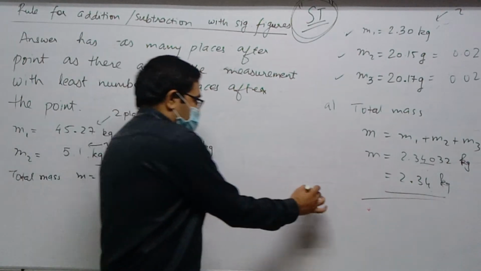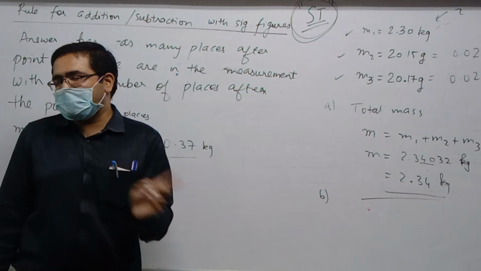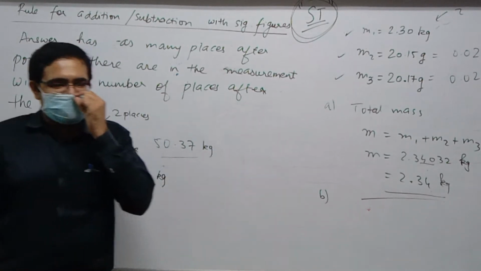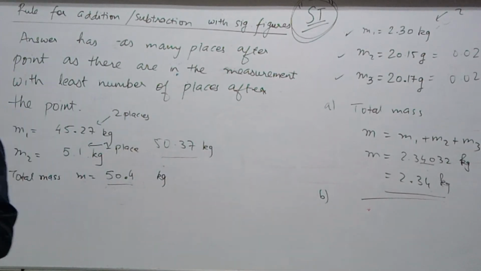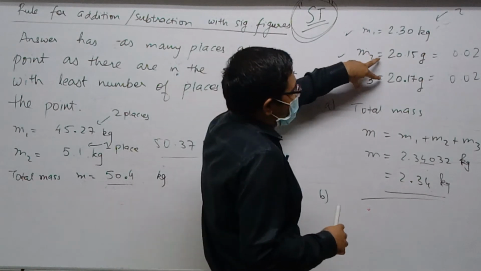What about B part? Read it. Read it first, do it, then we'll go back and check the answers later. Don't see the answers right now. Anyone? Find the answer to B. Find the difference in the masses of the 2 pieces. We have to find the difference now.